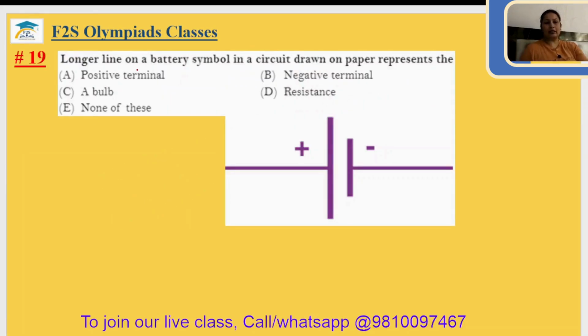Question number 19. Longer line on a battery symbol. This is the battery symbol in a circuit drawn on paper. So this is the longer line and this is the positive terminal. So option A. 19th answer is option A.